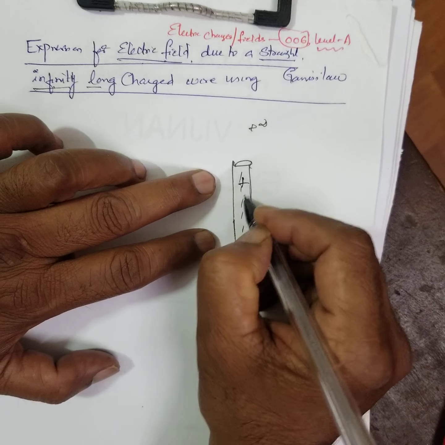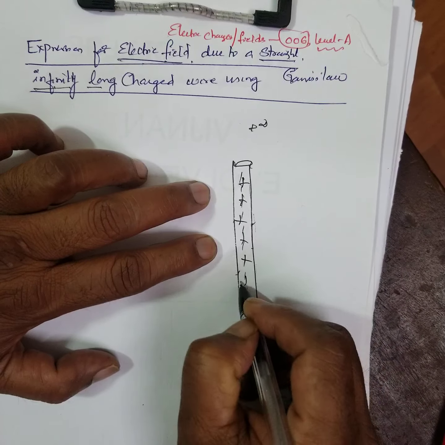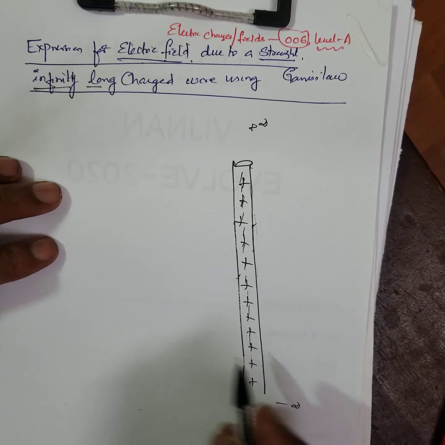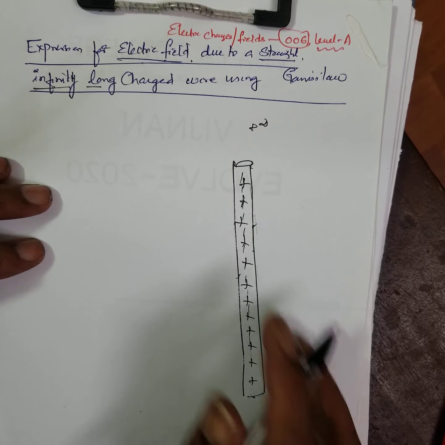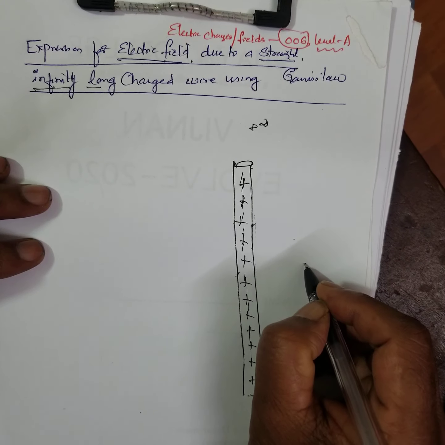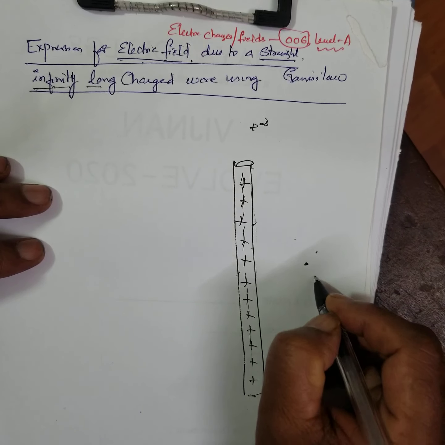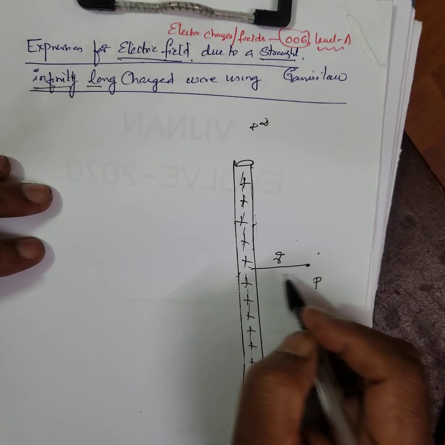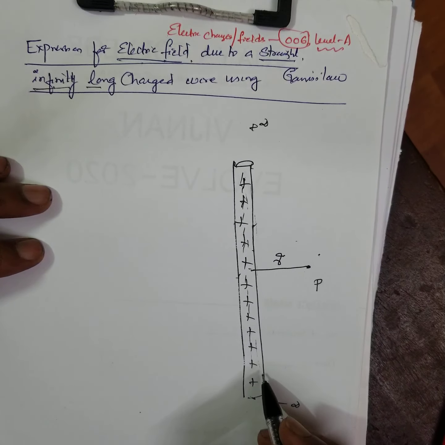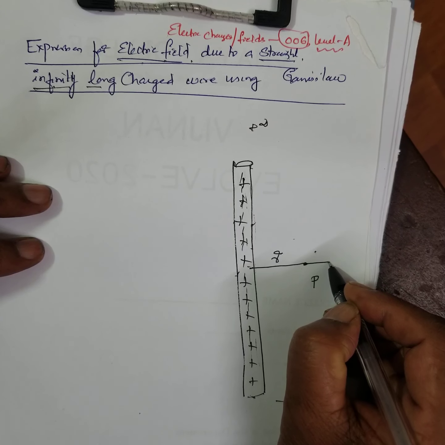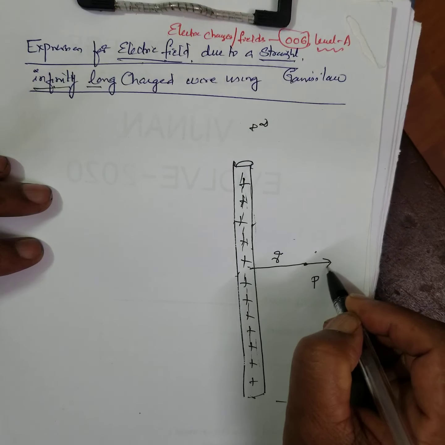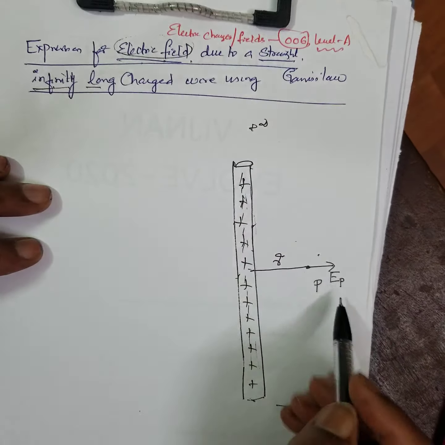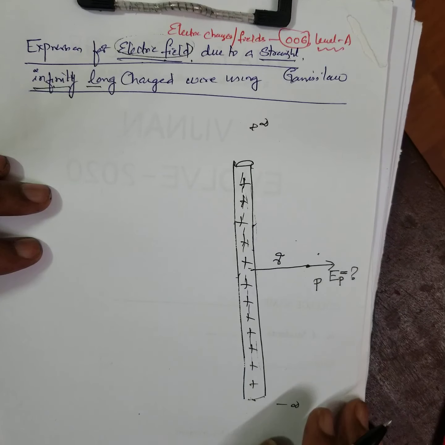Now this is a long conductor, and it is positively charged. You are required to find P, some point at a distance of R from the wire. At this particular point, you have to find the electric intensity or electric field. What is the electric intensity at this point?